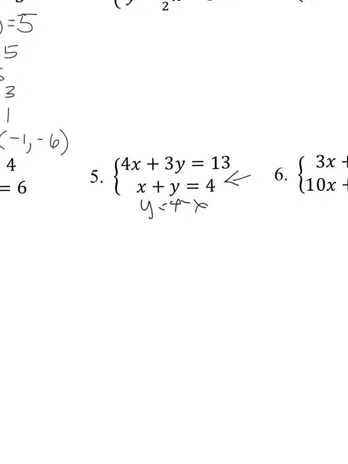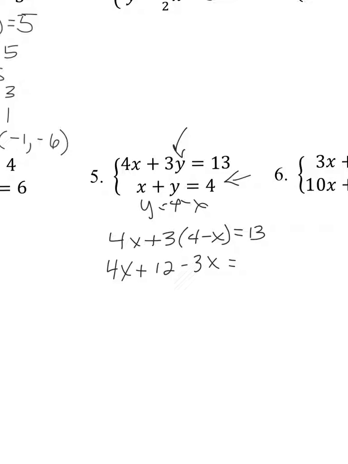Then I'm going to take that y equals 4 minus x and plug it in for this y right here. So I'll have 4x plus 3 times the quantity of 4 minus x equals 13, and then I'll solve. So 4x plus 12 minus 3x equals 13. Combine terms, I'll have x plus 12 equals 13. Subtract 12, you'll have x equals 1.